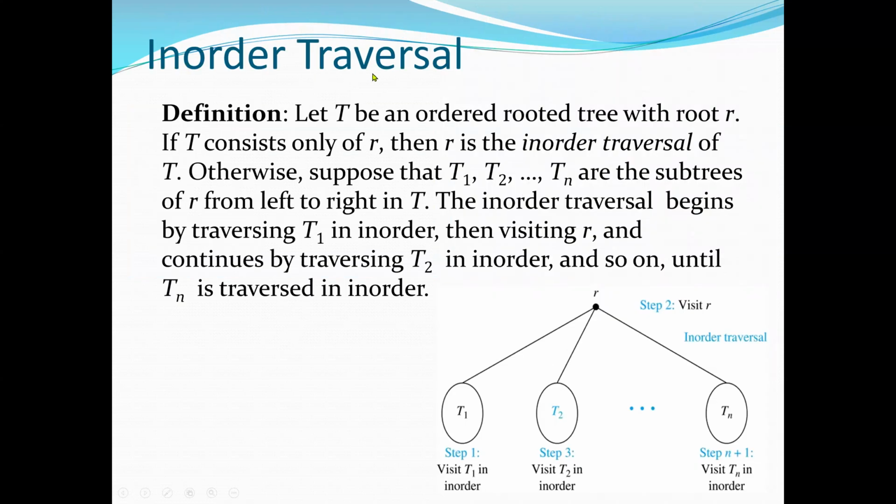Now, in-order traversal, as we said, first we will go through the left, then we come to the root, then we'll go through the right subtree. The definition says, let T be an ordered rooted tree with root R. If T consists only of R, we have only one vertex, then we return R as our in-order traversal of the tree T. Otherwise, suppose that we have subtrees T1, T2, all the way to Tn, then we need to visit from left to right in T. The in-order traversal always begins by traversing T1 first, which is the left. Then when we finish with the left, we visit R, the root. Then we continue traversing T2 all the way to Tn. So it goes T1, R, T2, all the way to Tn.